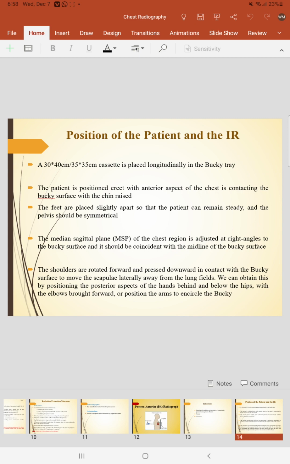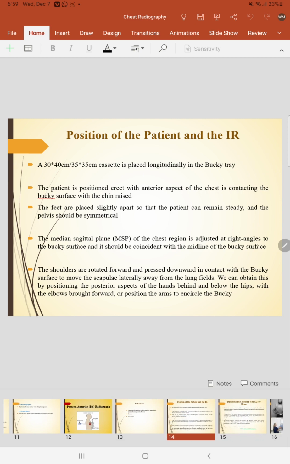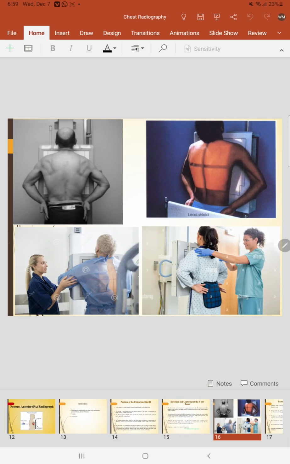The shoulders are rotated forward and pressed downward in contact with the bucky surface, to move the scapula laterally away from the lung fields. We can obtain this by positioning the posterior aspect of the hands behind and below the hips with the elbows brought forward, or position the arms to encircle the bucky. Okay, you can further understand by looking at these pictures.